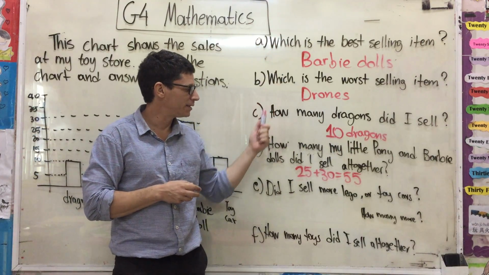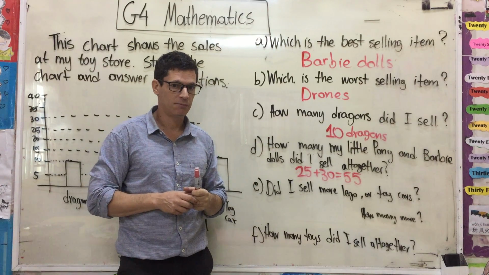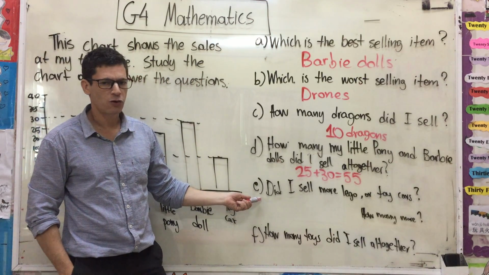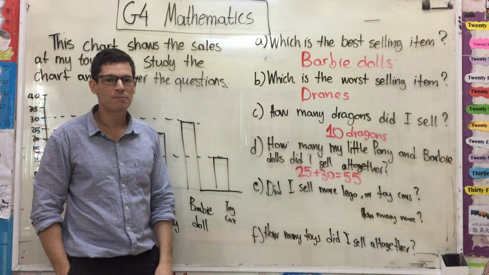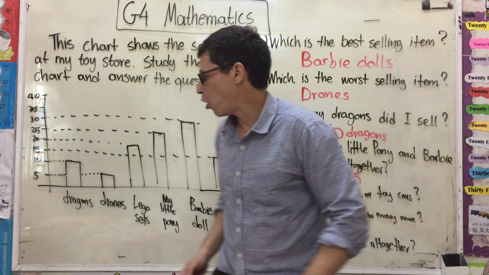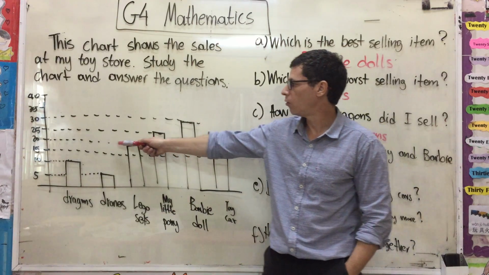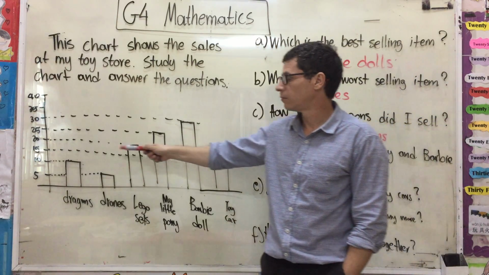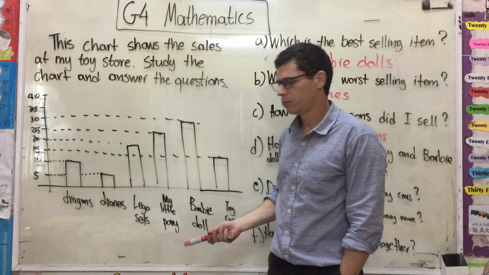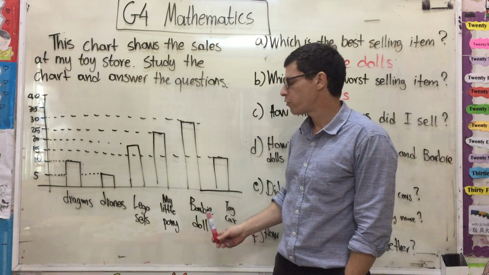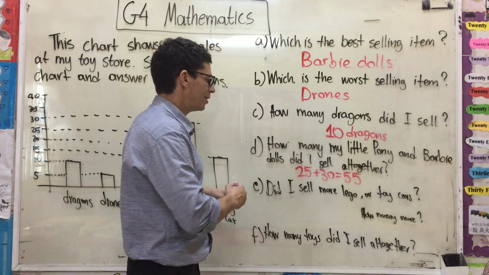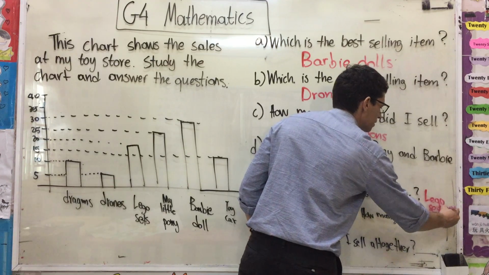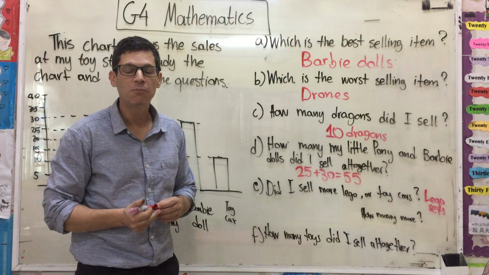We're done with A, B, C, D. Let's take a look at E. E has two questions. It says, did I sell more Legos or toy cars? How many more? Let's take a look. How many Legos did we sell? We sold 20 Legos. How many toy cars did we sell? 15. So, did we sell more Legos or more toy cars? The answer is obviously we sell more Legos or Lego sets.